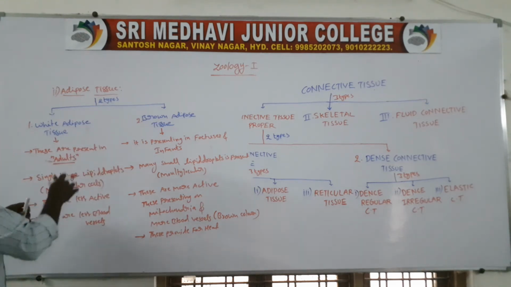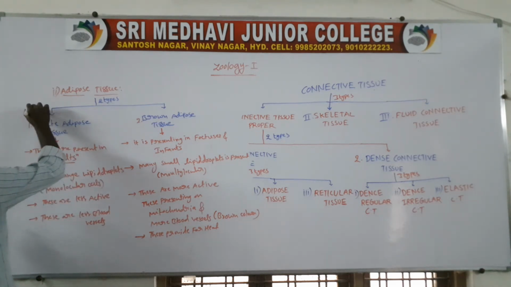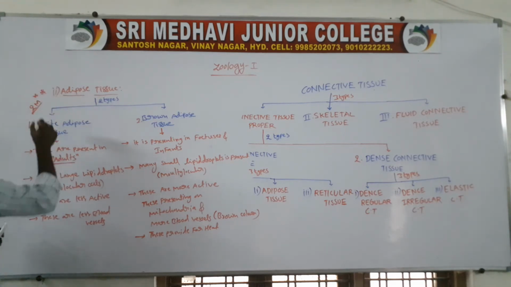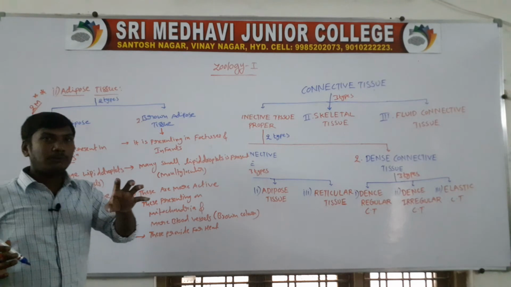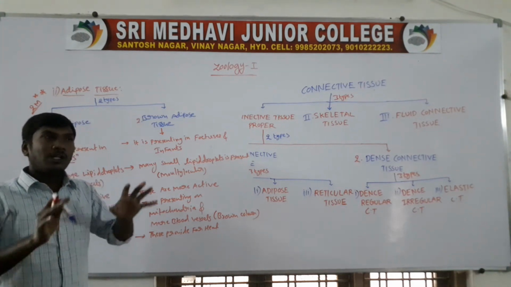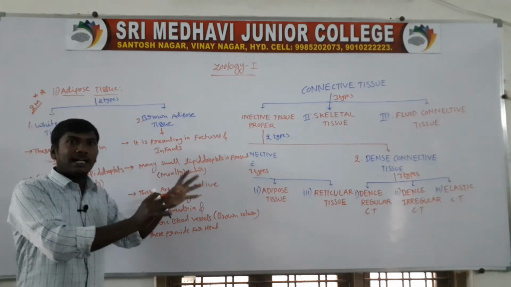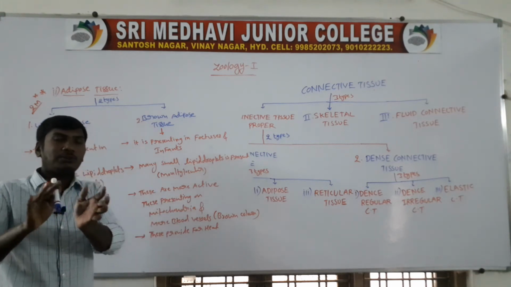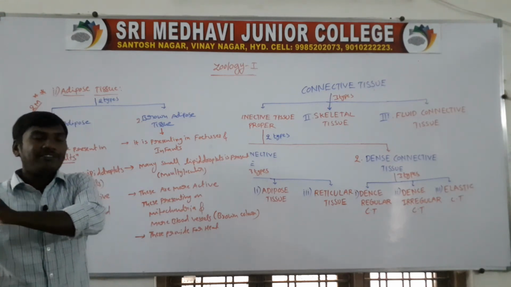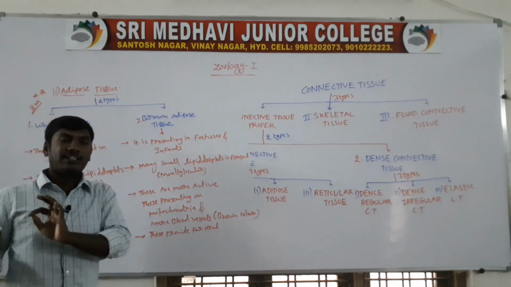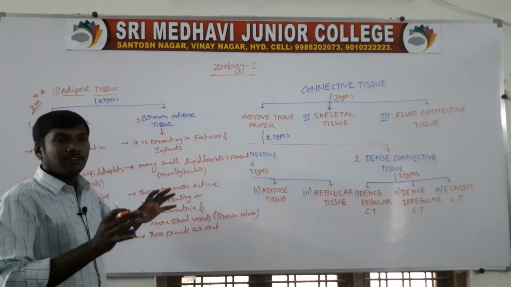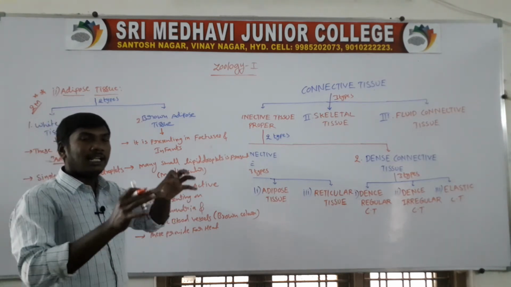Revise white adipose tissue and brown adipose tissue once; it is a very important 2-mark question. White adipose tissue is present in adults. Brown adipose tissue is present in infants and fetuses. Next, white adipose tissue is metabolically less active.